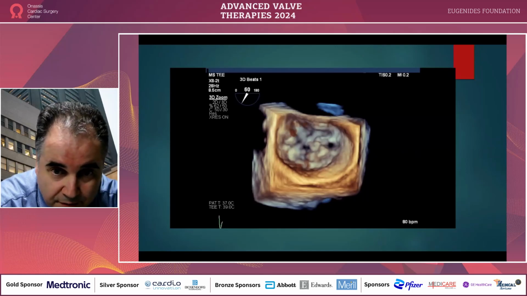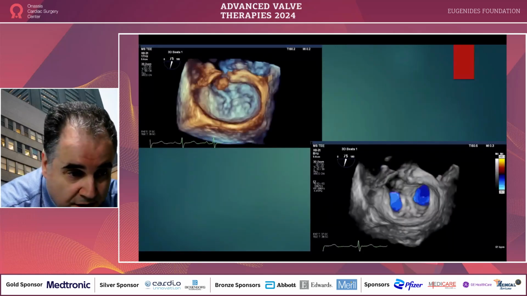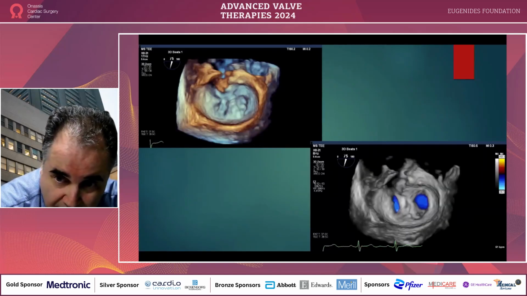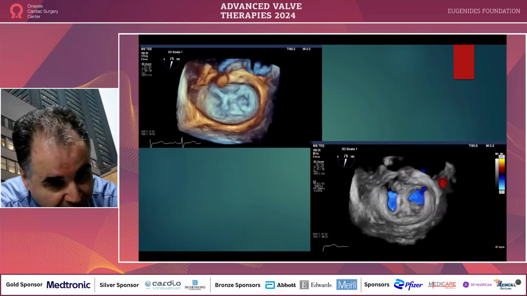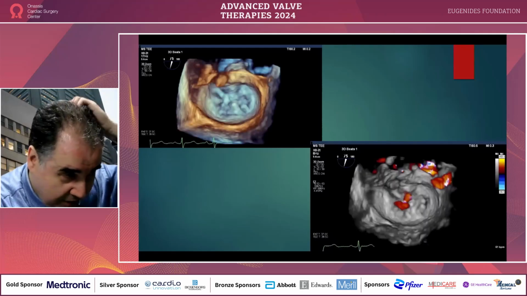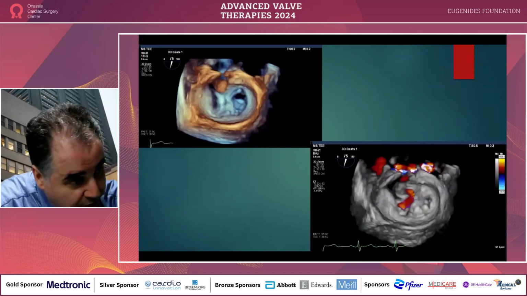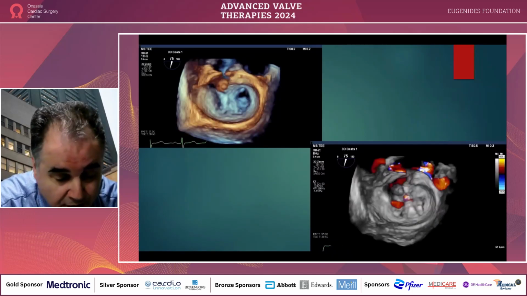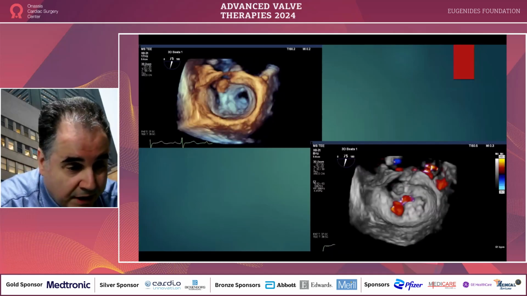Very important to see the 3D anatomy. This is after 2 clips, minimal mitral regurgitation. Very good effect of the clipping on these primary mitral regurgitations, with high surgical risk, prohibitive risk for surgery. Actually, if you clip the flail part, usually the mitral regurgitation is gone, and we have very good results in these cases.